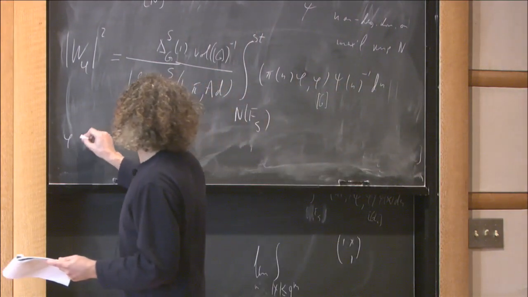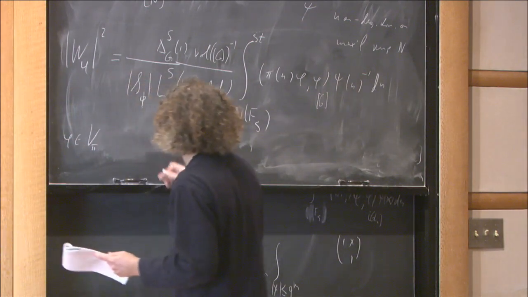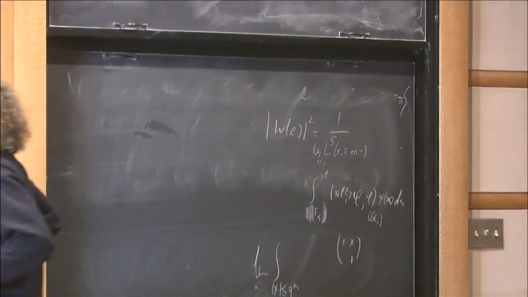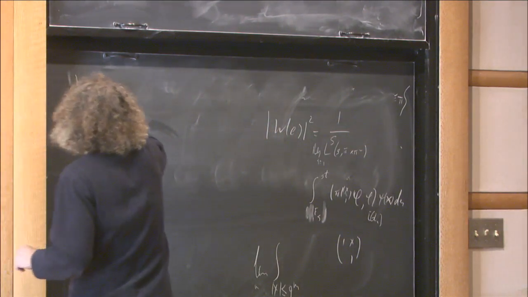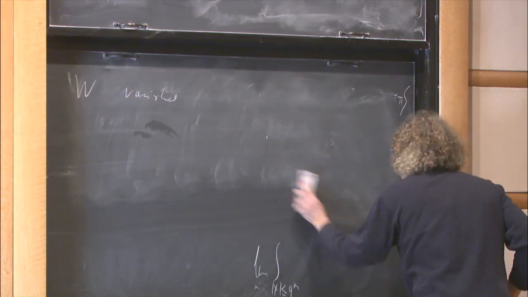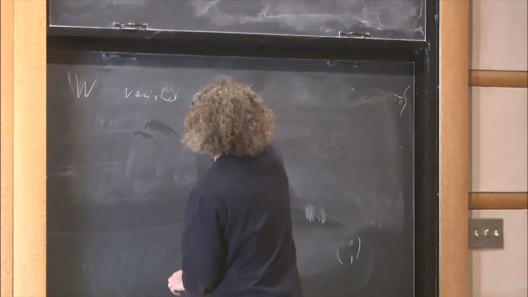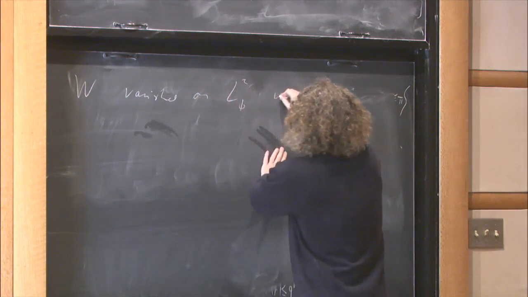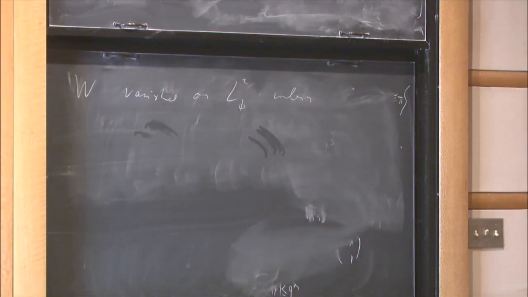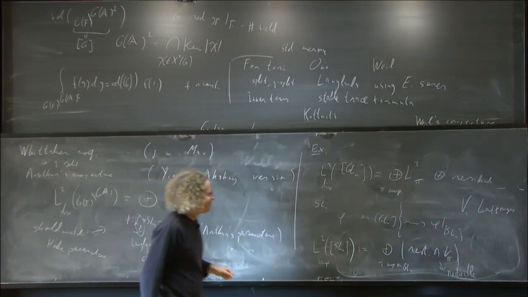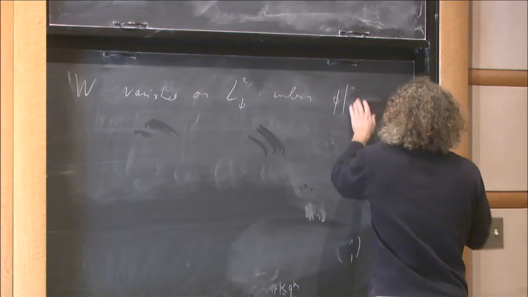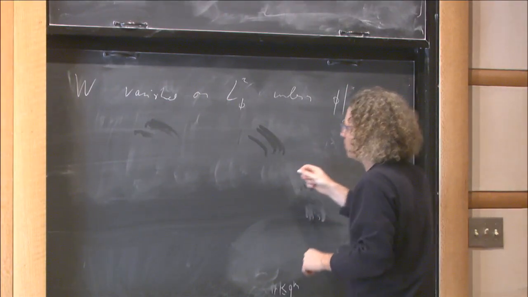So phi is in the space of pi, and I should have said this before. This Whittaker thing vanishes. This is kind of the easy part. It vanishes on this L2 phi, unless phi has this SL2 part, excuse me, unless phi is trivial on SL2.